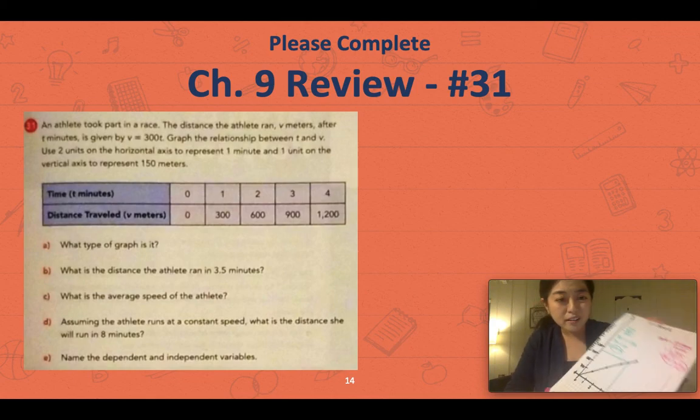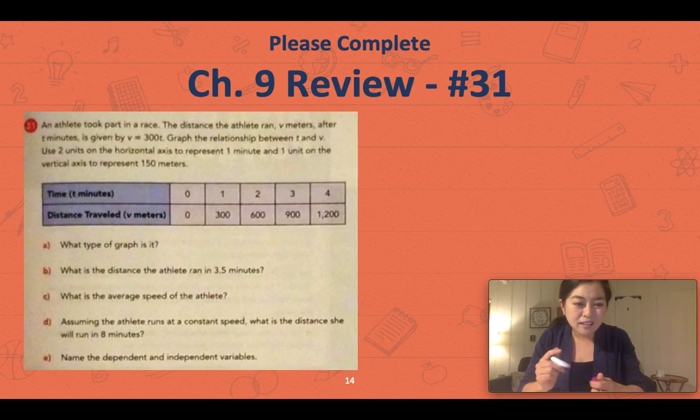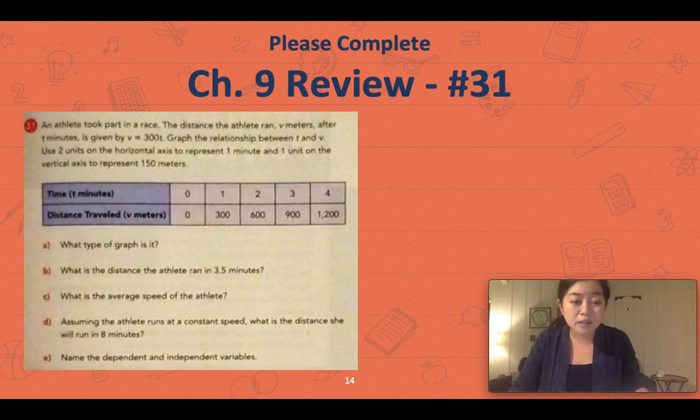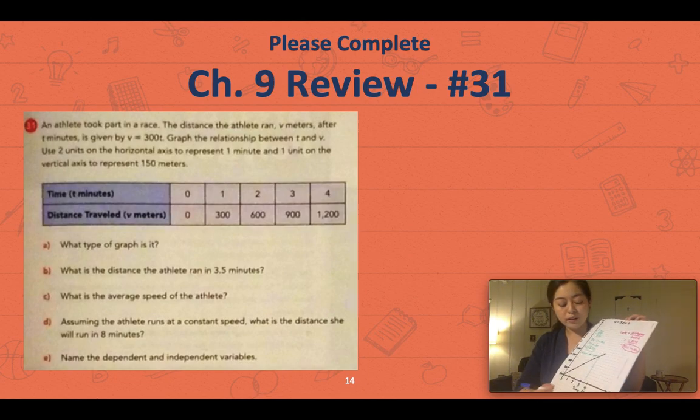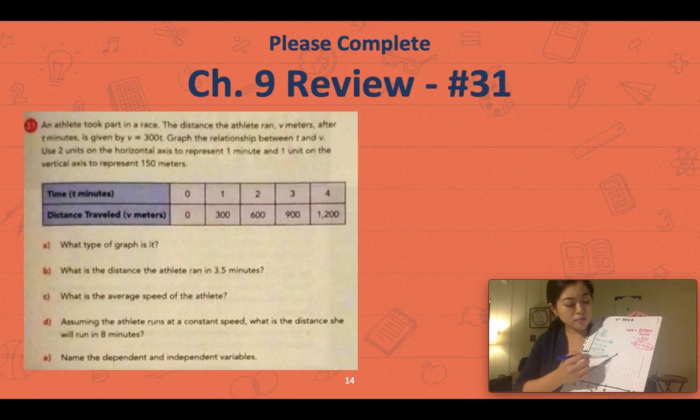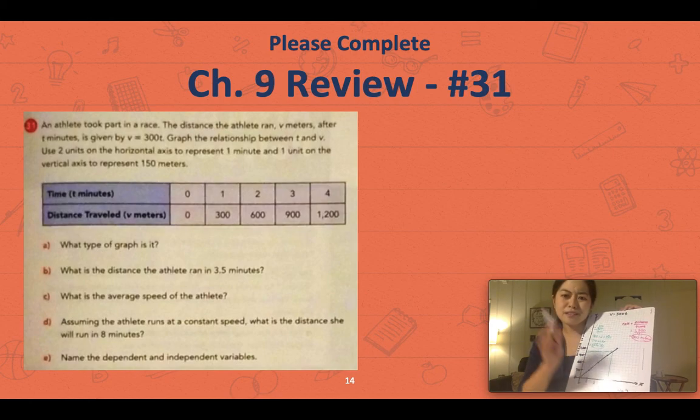Okay. All right, let's look at D. Okay, and D, I'm going to do it in blue. It says, assuming the athlete runs at a constant speed, what is the distance she will run in 8 minutes? Okay, oh, all right. So let me see. What we could do is keep plotting the points until you reach 8 minutes. Okay, you can do that, and I think you know how to do that, right?